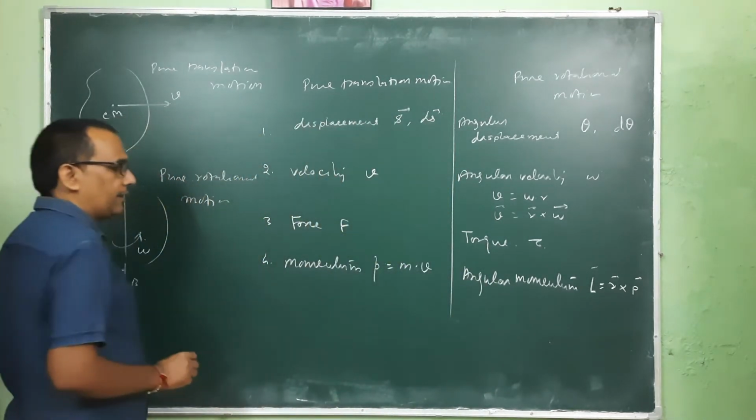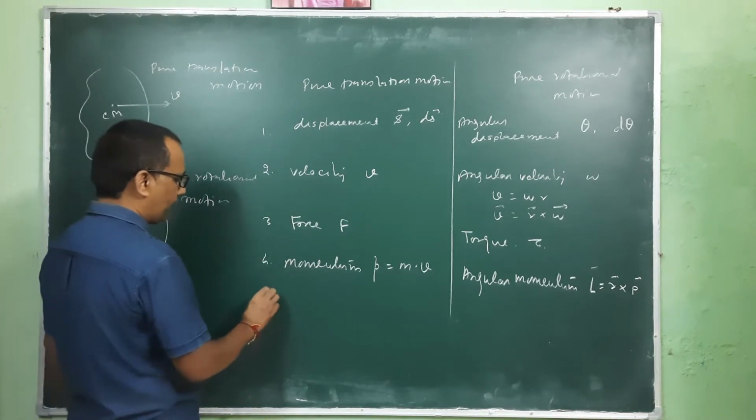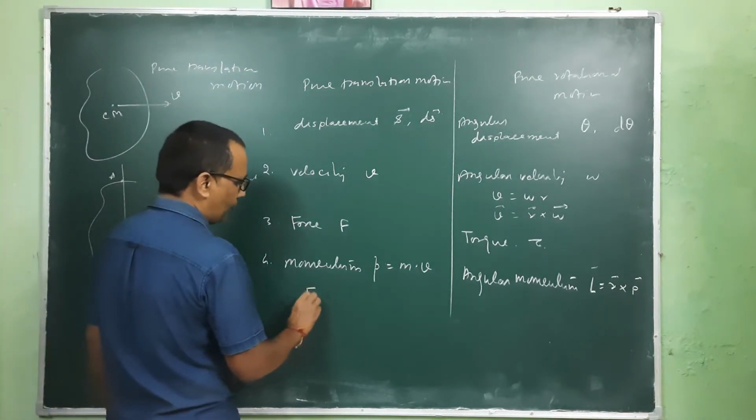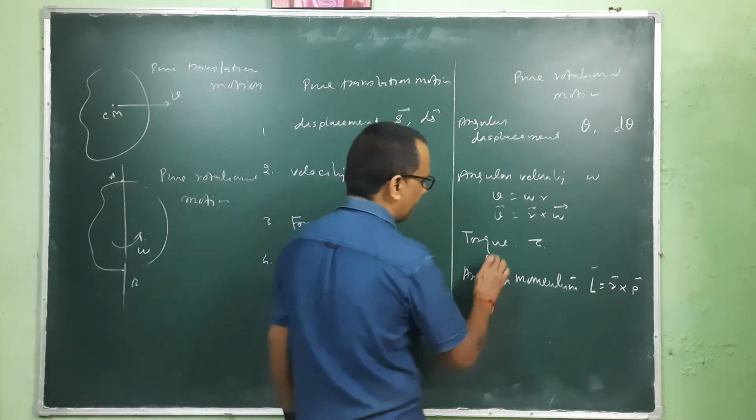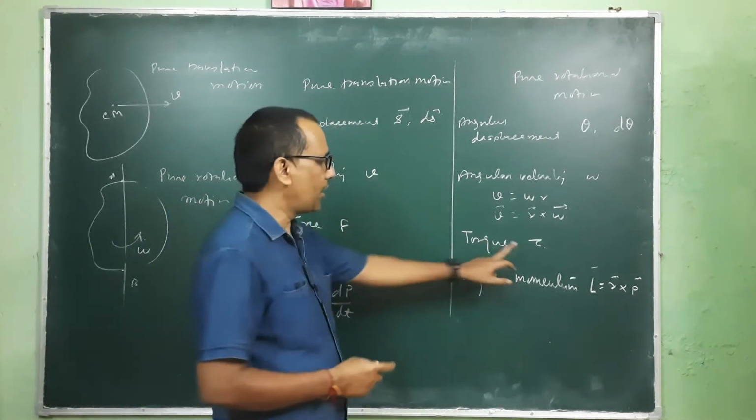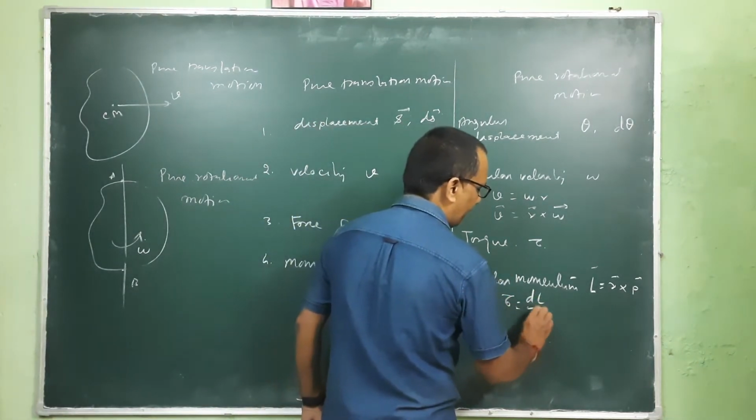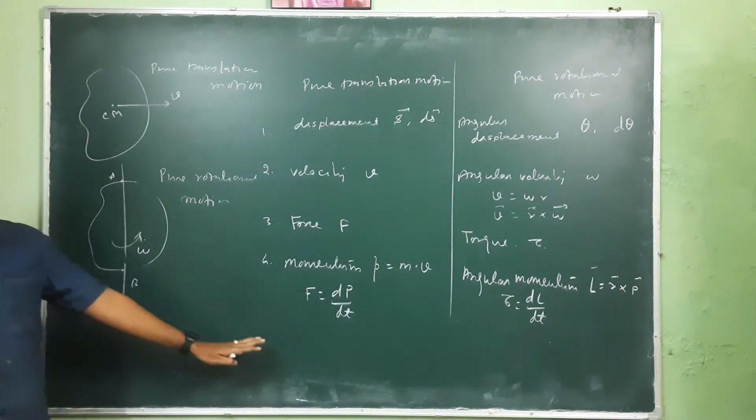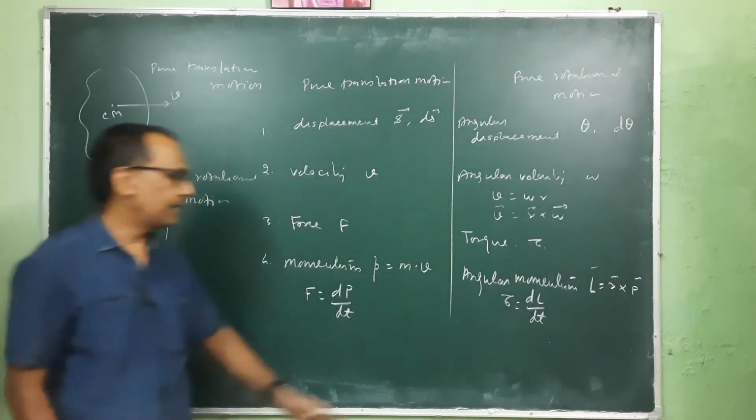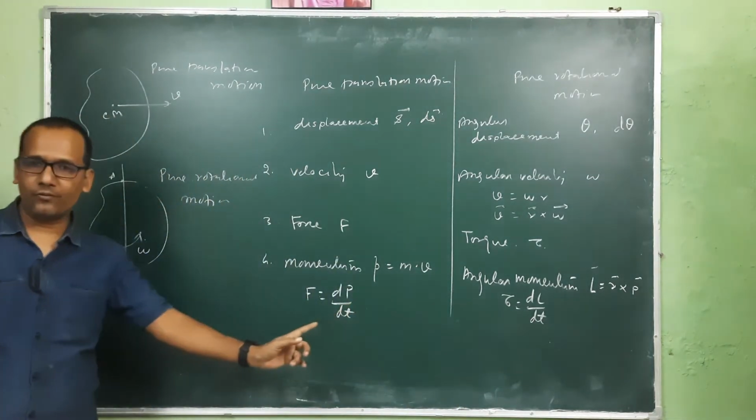And next one is what we have discussed, that from the second law of motion, we have force is equal to rate of change of momentum. Then we have also discussed that the analogous of force is torque. So torque is equal to rate of change of angular momentum. And we have three equations of motion used in translation motion, and similar to that we have different equations of motion in rotational motion.